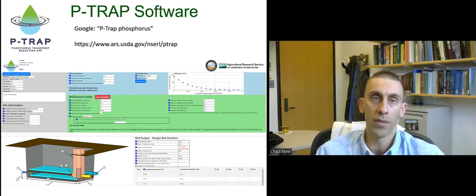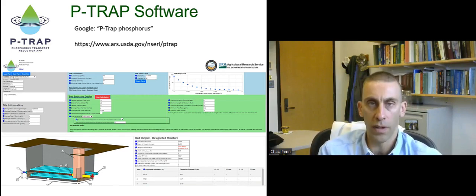And so to that end, we've developed what's called the P-TRAP software, Phosphorus Transport Reduction App, that is freely available from USDA ARS. Easiest way to find it is to just Google P-TRAP phosphorus.